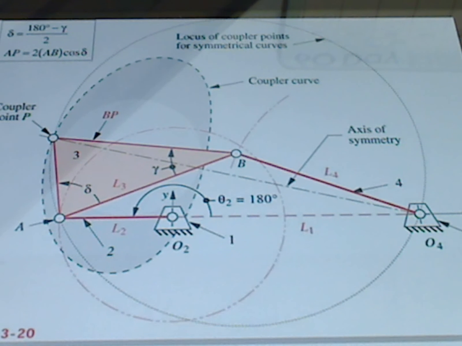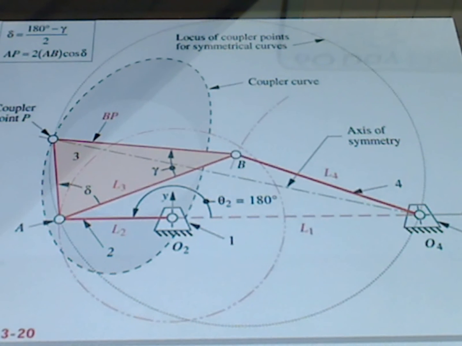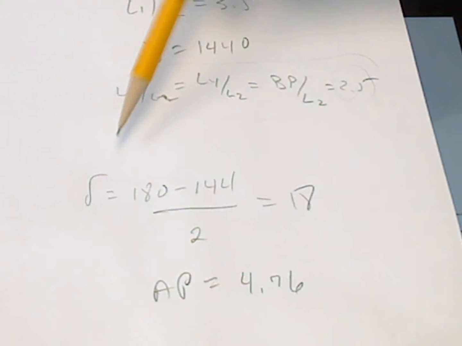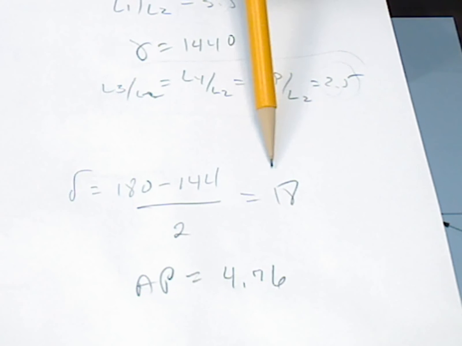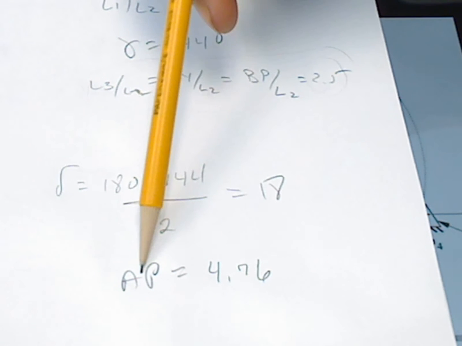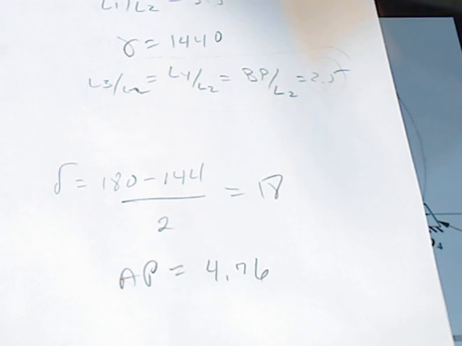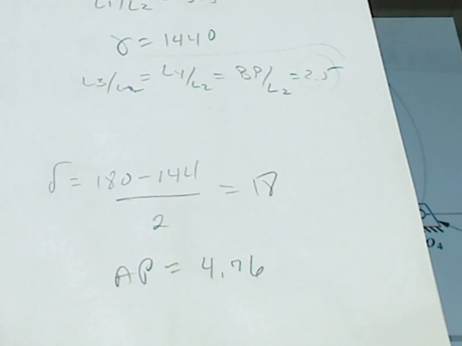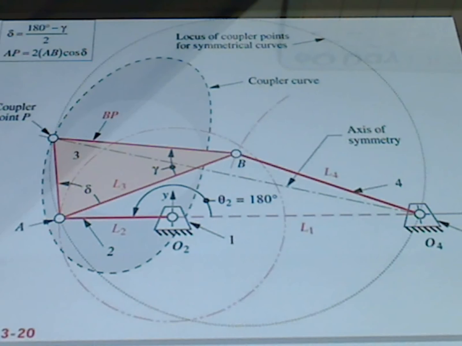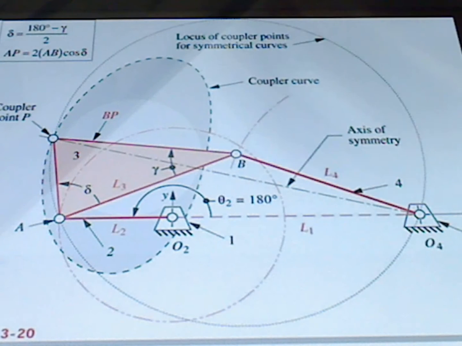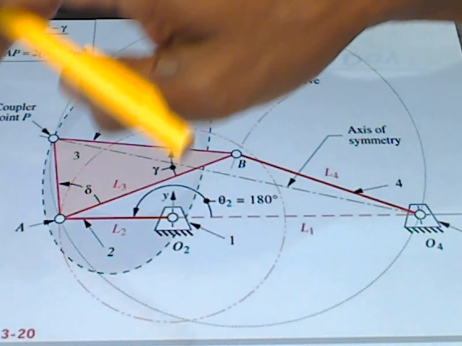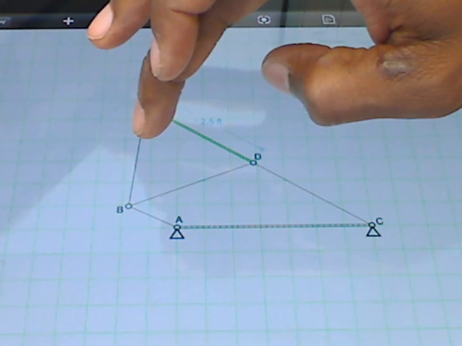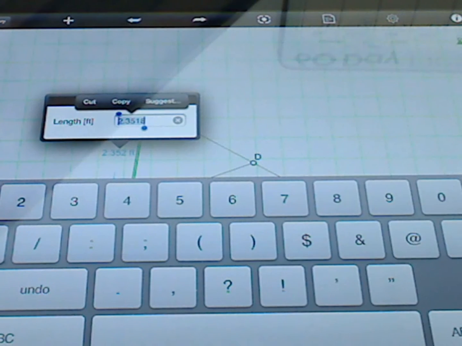And so what I end up with is an AP of 4.76. Just to show you those calculations, I first calculated my delta, which was 18, and that allowed me to calculate my AP, which ended up being 4.76, equal to 2 times AB times cosine of delta. I'm going to go back to my Force Effect Motion and type in my AP as 4.76.